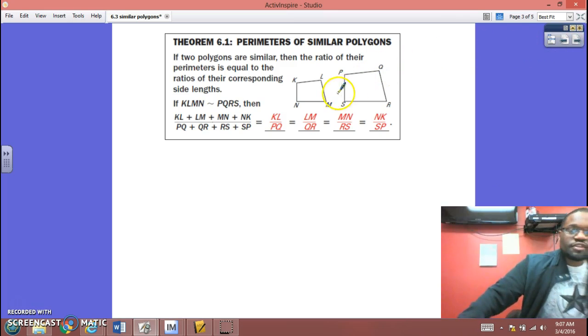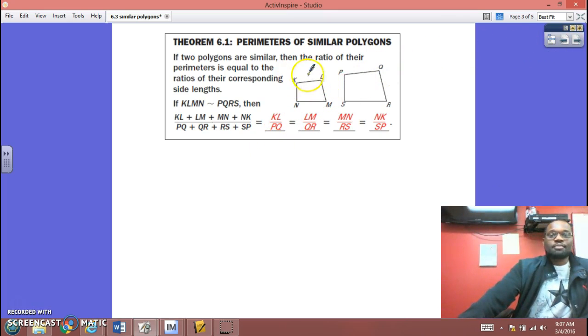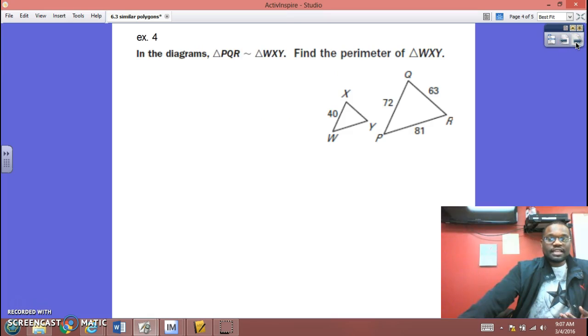All right, here's another theorem. You can add up all the perimeters, divided by the sum of all the perimeters here, and it'll still equal each individual side, like KL over PQ that corresponds, and LM over QR, and so on and so forth. And so that's just telling you that there's another property here that you can use.